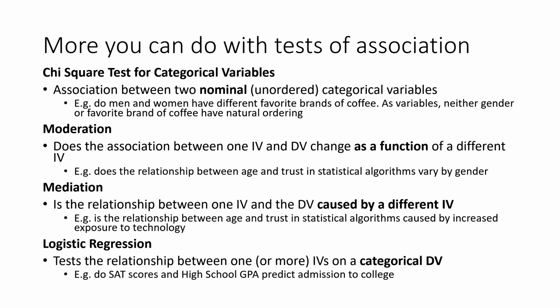And then finally, there's logistic regression, which is just a version of multiple regression where the dependent variable is categorical. The math, it just works out a little bit differently.